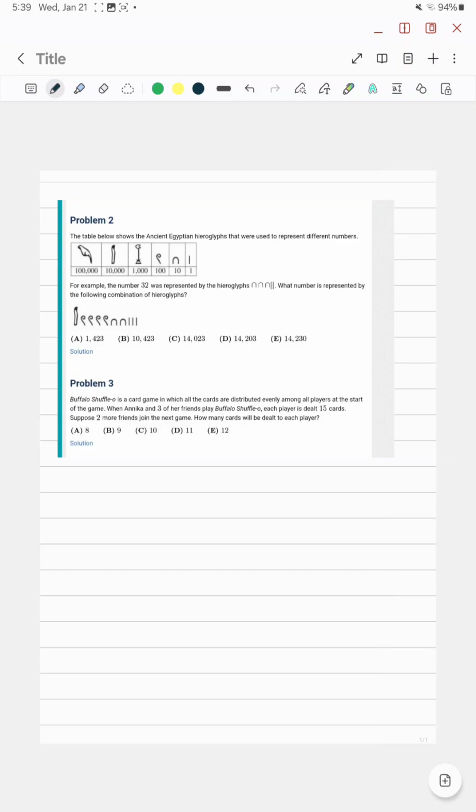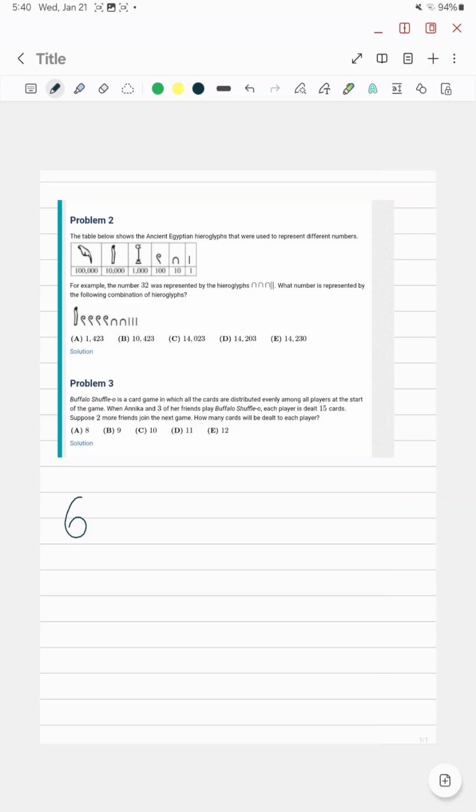So, let's begin by understanding what the problem is asking us. For starters, it's obviously asking us how many cards will be dealt to each player when there will be 6 people. Because if there's Anika, that's 1, plus 3 of her friends, that's 4, plus 2 more friends, that is 6 in total. And it also mentions that all of the cards are distributed evenly among all the players. So that means that if we can figure out how many cards there are in the whole game, we can do the division needed to figure out how many cards per person.